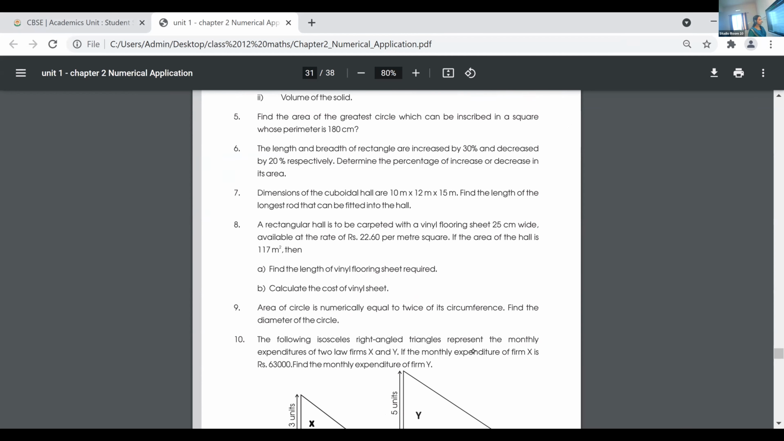Area of a circle is numerically equal to twice its circumference. The area of the circle is equivalent to twice its circumference. Find the diameter of the circle.